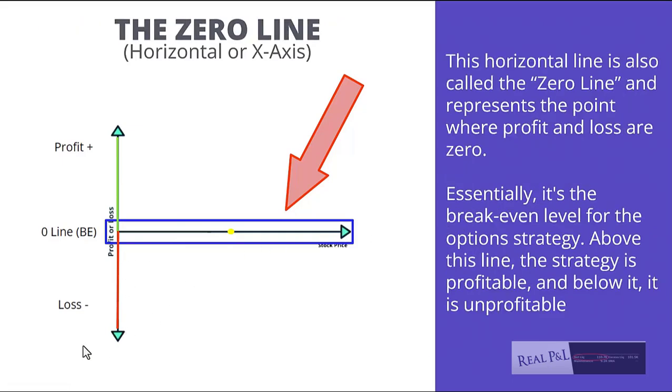Now this horizontal line here, that's neither profit or loss, it's called the zero line or the break-even line. It represents the point at which profit and loss are at zero. Essentially, it's the break-even level for the option strategy. So above this line, the strategy is profitable. And if your points are below the line, then it's unprofitable.